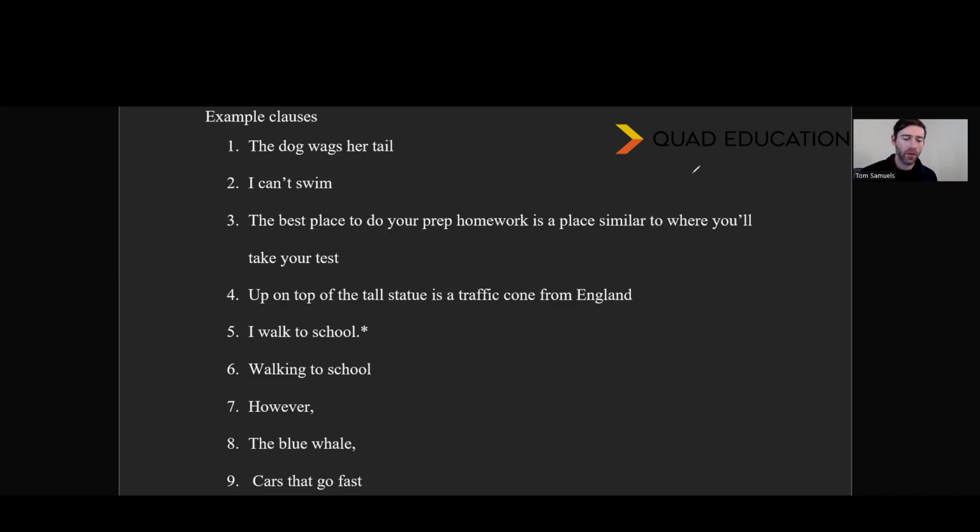Okay, let's look through these. First one here, pretty straightforward. The dog wags her tail. The dog is the subject, and wags is the verb, and her tail is the object.